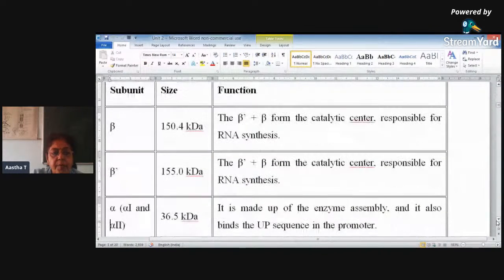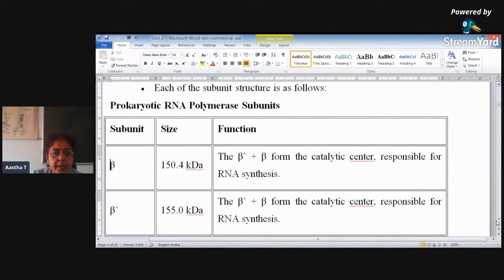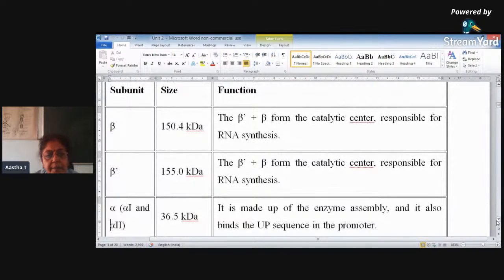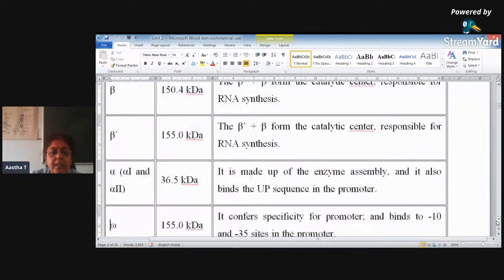So these are the subunits of the prokaryotic RNA polymerase. Beta subunit 150.4 kilodaltons. It is the catalytic center responsible for the synthesis of RNA. Beta prime 155 kilodaltons. It is again a catalytic center involved in the synthesis of RNA. दोघं युनिट्स एकत्र असतात डायमर फॉर्म मध्ये, बीटा बीटा प्राइम, बीटा प्लस बीटा प्राइम. Alpha is made up of two, alpha 1, alpha 2, both having total weight 36.5 kilodaltons.